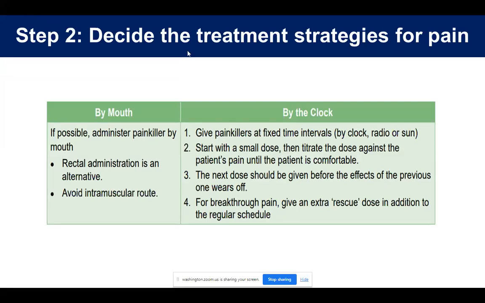Then start with a small dose. If the patient is not bearing the pain with the small dose, then start escalating the dose. The next dose should be given before the effect of the previous one wears off, because otherwise the pain will start. And for breakthrough pain, give an extra rescue dose in addition to the regular schedule.